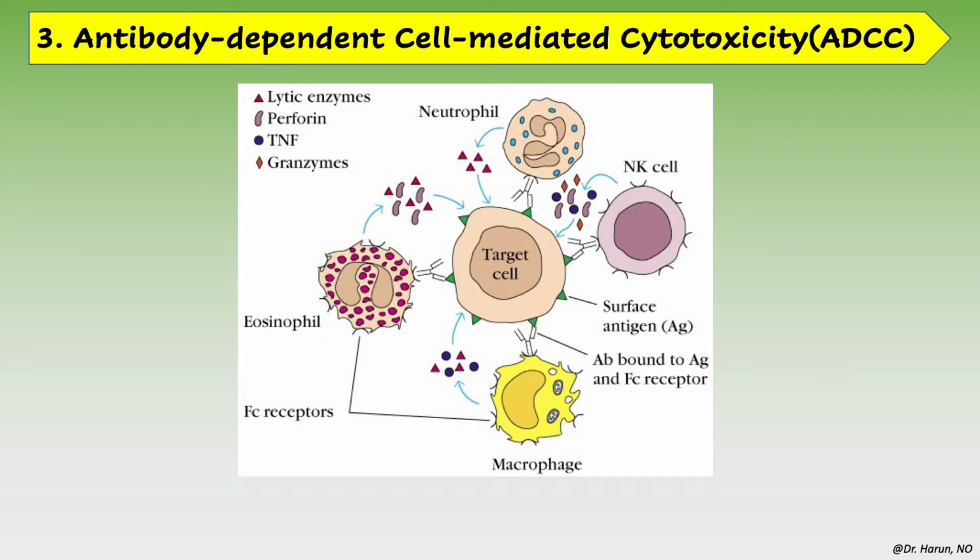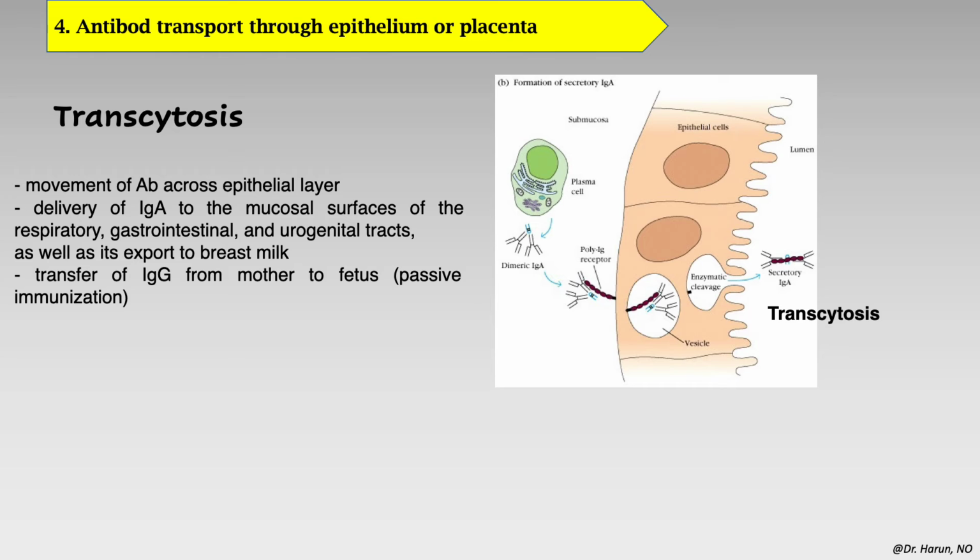They are not alone. And this one is for antibody transport through epithelium or placenta, called transcytosis, which is the movement of antibody across the epithelial layer. Okay, so this is the epithelial layer. Also the delivery of IgA to the mucosal surfaces of the respiratory, gastrointestinal and also urogenital tracts, as well as its export to breast milk, where the IgE is transferred from mother to fetus through passive immunization.